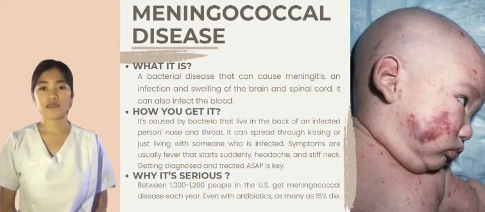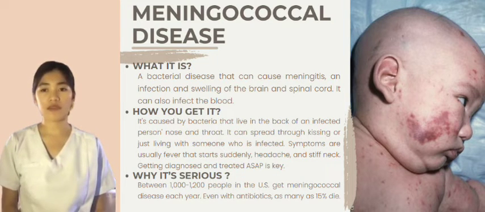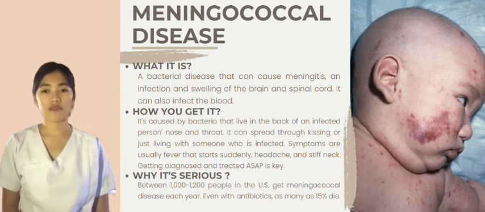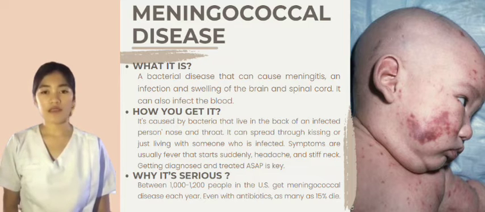So next is meningococcal disease. So what is meningococcal disease? It is a bacterial disease that can cause meningitis, an infection and swelling of the brain and spinal cord. It can also infect the blood. So how can you get it? It is caused by bacteria that live in the back of an infected person's nose and throat. It can spread through kissing or just living with someone who is infected. Symptoms are usually fever that starts suddenly, headache, and stiff neck. Getting diagnosed and treated ASAP is key.